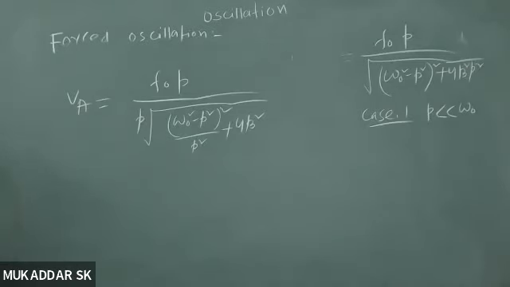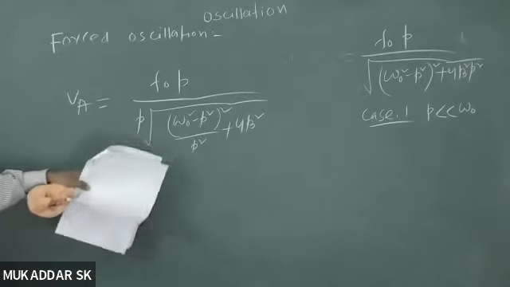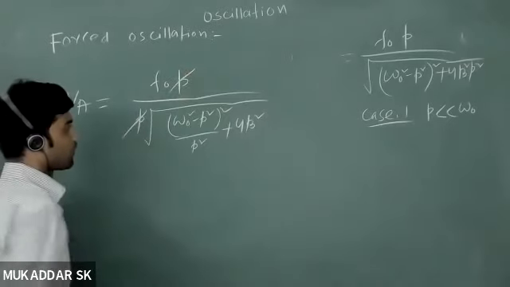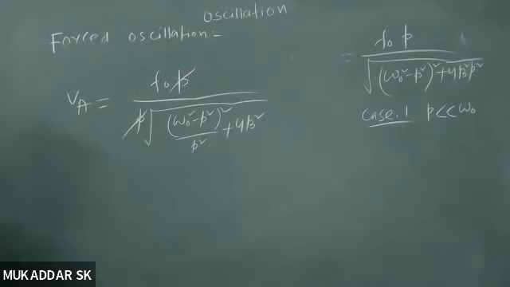Anyone has any problem in this part? Nothing I have done, I have just taken P square common outside of the square root. Is it clear, everyone? Yes, sir. Okay. Now any clue how we will proceed? At what value of P will your velocity amplitude be maximum? So this P will be cancelled. How will we do this?